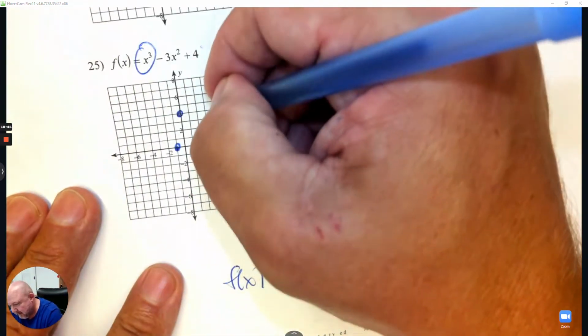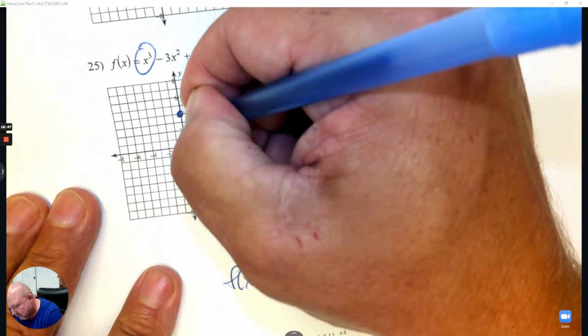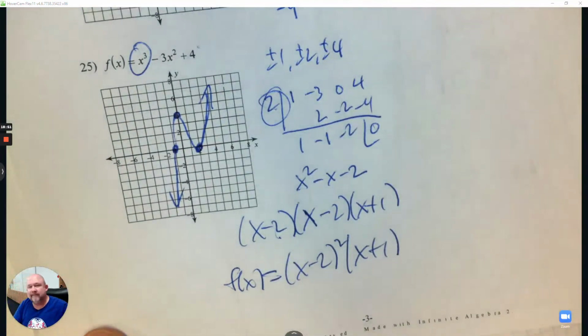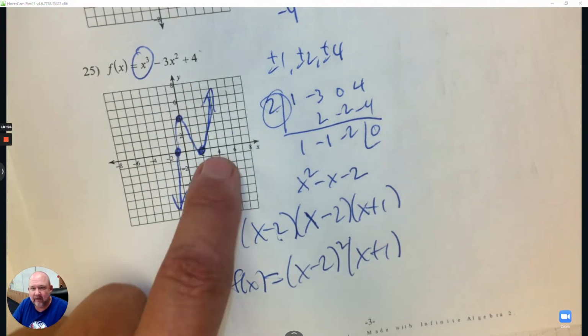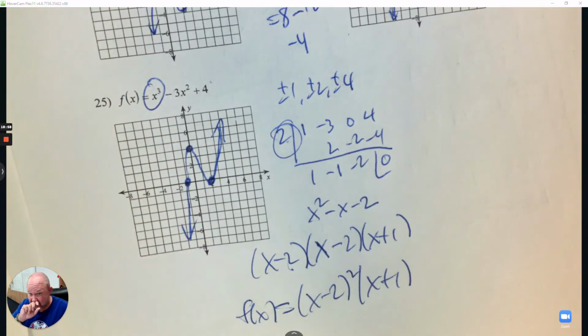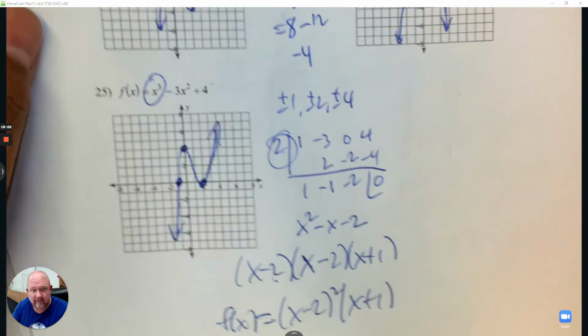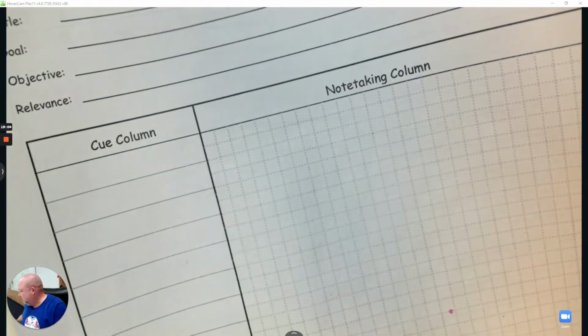So we know the right end goes up, it touches, goes through the y-intercept, and then the left end goes down. And that's it. And you graphed it. I'm looking at the end behavior and the intercepts and putting it together. And if you need to find another point for a turning point, you can just plug in and find that turning point. All right, next page.